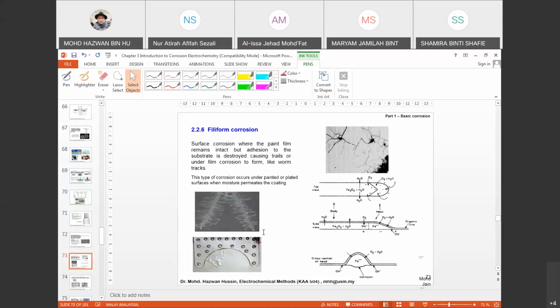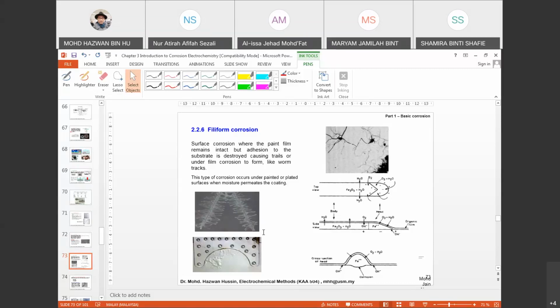And we have finally filiform corrosion. Filiform corrosion is surface corrosion where the paint film remains intact, but adhesion to the substrate is destroyed, causing a trail or underfilm corrosion to form. Probably you see this a lot when metals are applied with paint and they corrode: it forms a gap, like a bubble trapped inside the paint. This void has a high oxygen content, so corrosion can occur underneath the paint film.